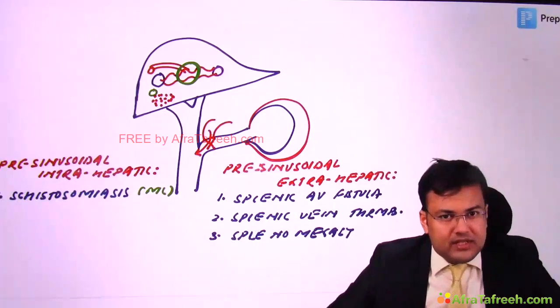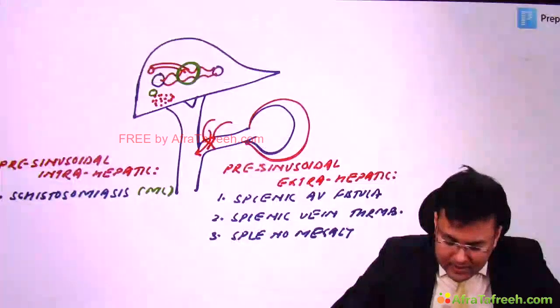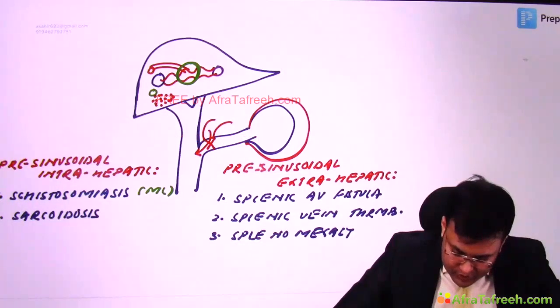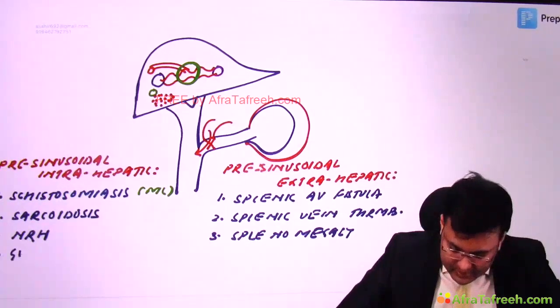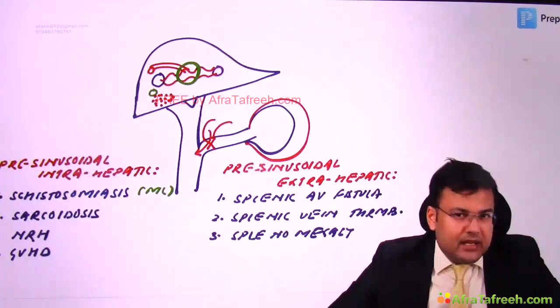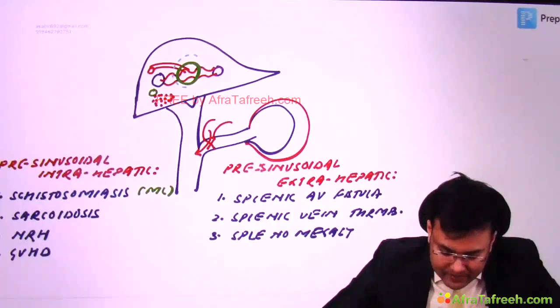Similar to schistosomiasis, in sarcoidosis also a similar problem occurs, right? So second is sarcoidosis. Then nodular regenerative hyperplasia and graft versus host disease. Clear? Now coming to the sinusoid, right?